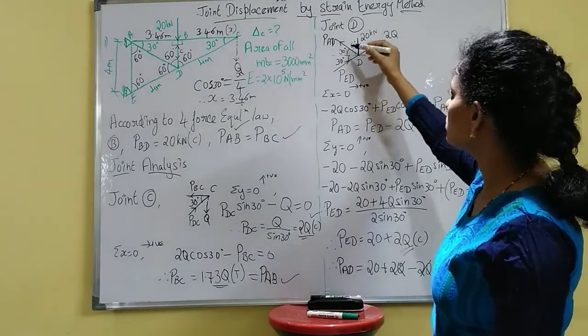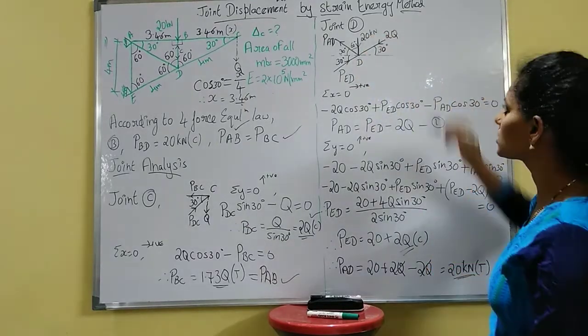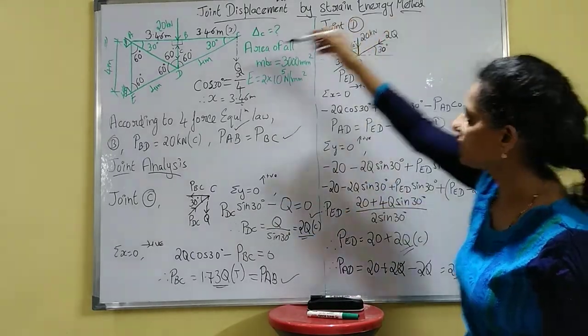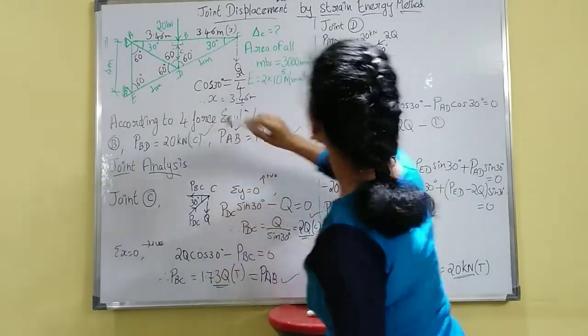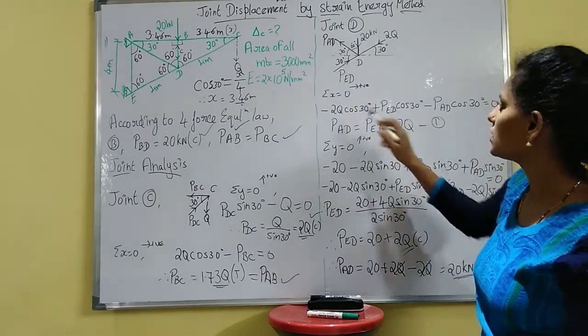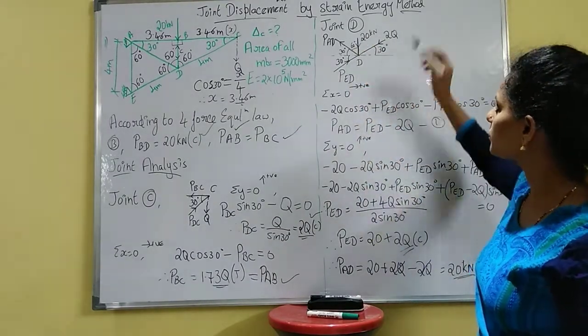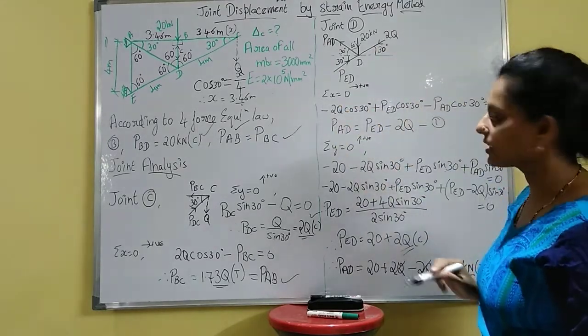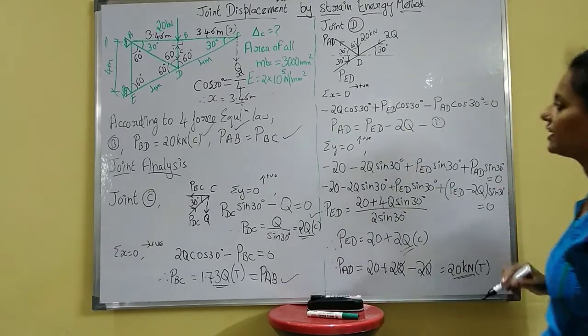Here these two are known, so only two are known forces. Here it is 2Q from the previous step, and this is 20 kilonewton from this step. Compression. Just assume this direction first, PBD and PAD, and these are the angles. So next, summation x equal to 0, towards right as positive.